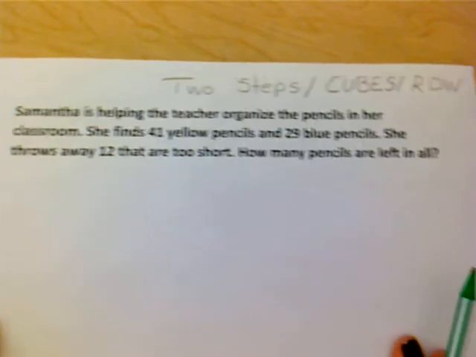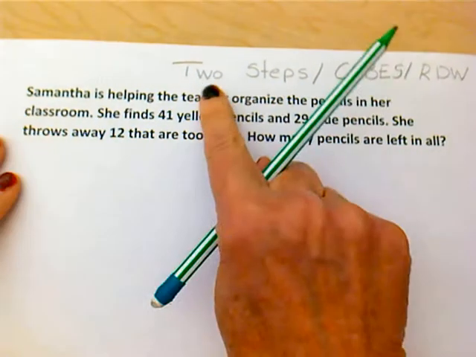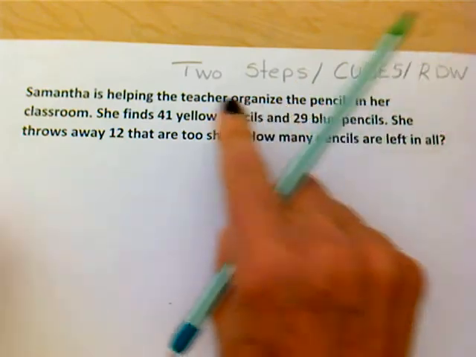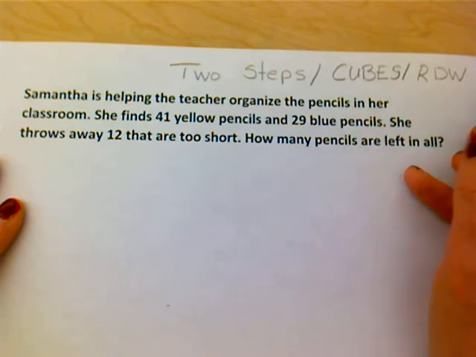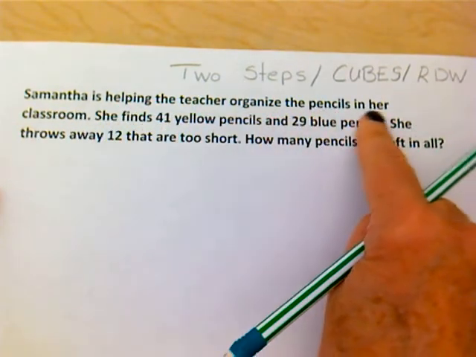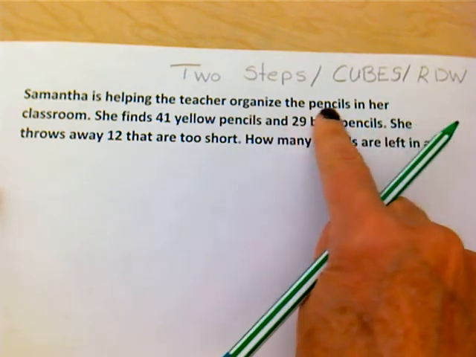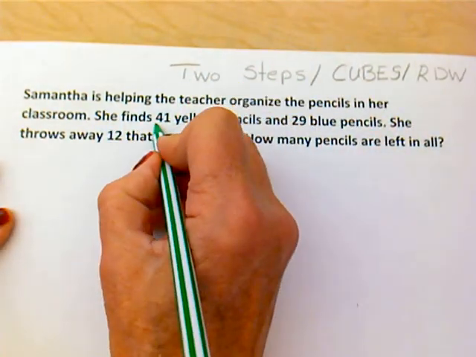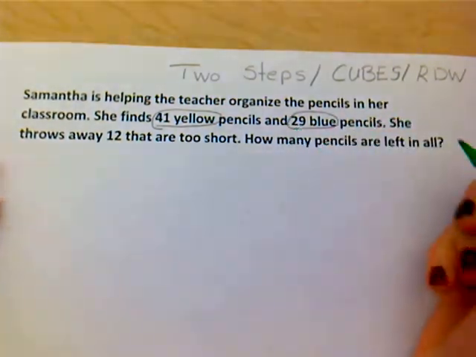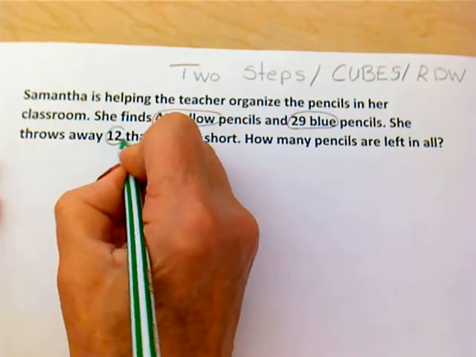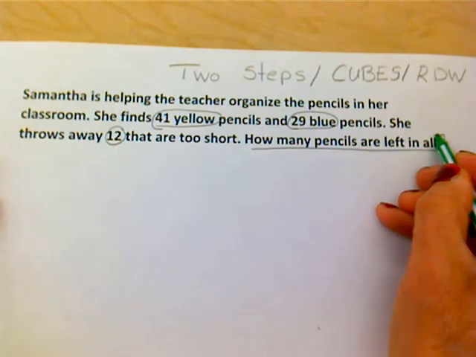All right, so let's take a look at our word problem for today. Samantha is helping her teacher. Oh, by the way, this problem has 2 steps that you will need to solve, and I'm going to remind you that you need to use cubes and read, write, and draw. So Samantha is helping her teacher organize the pencils in her classroom. She has 41 yellow pencils and 29 blue pencils. She throws away 12 that are too short. How many pencils are left in all?